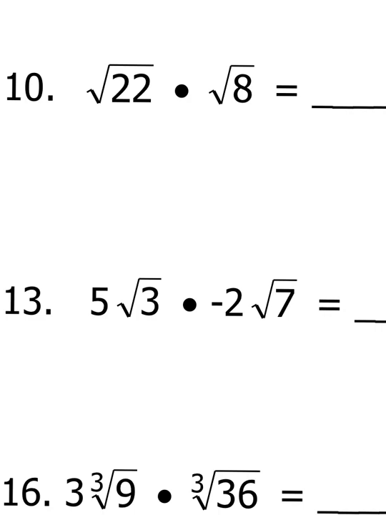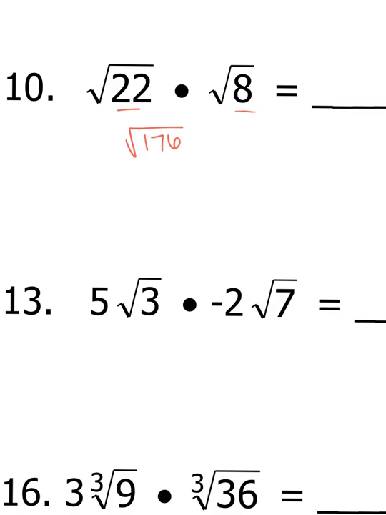What I like to do is just flat out multiply them together. So 22 times 8, let me make sure I'm doing this right and double check with my calculator. 22 times 8 gets me 176. So I still have to keep those inside the radical. I have 176.